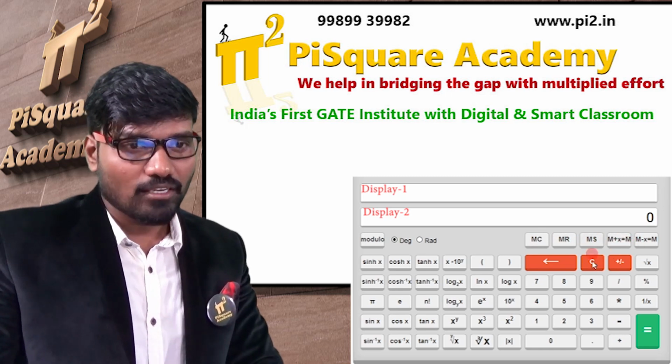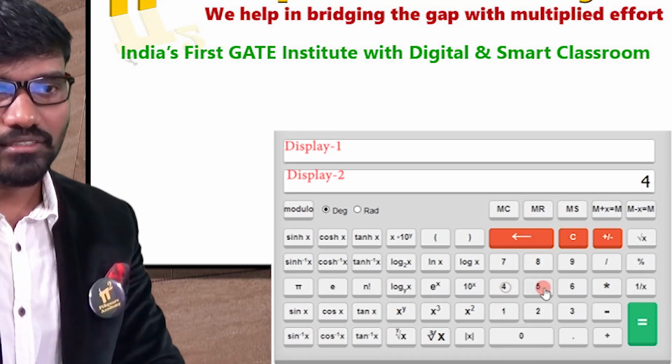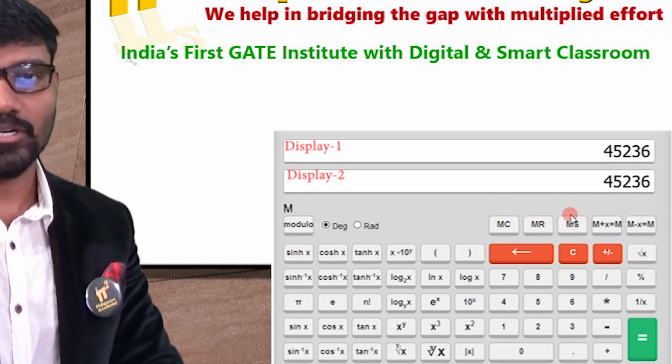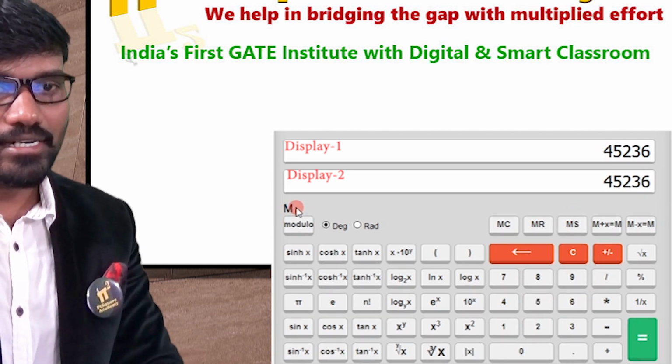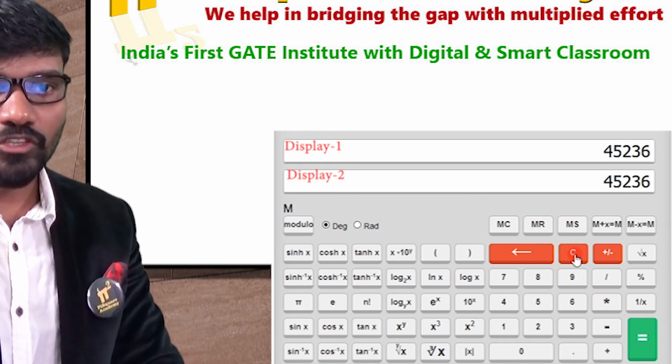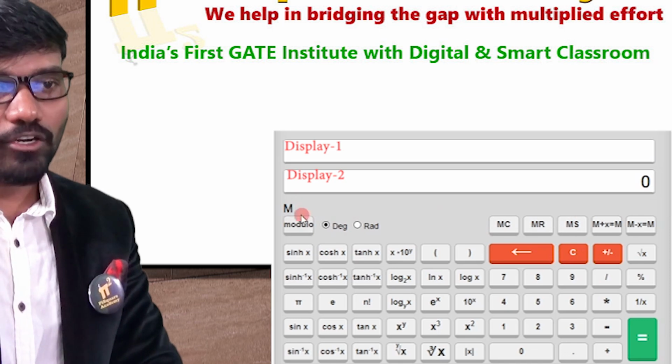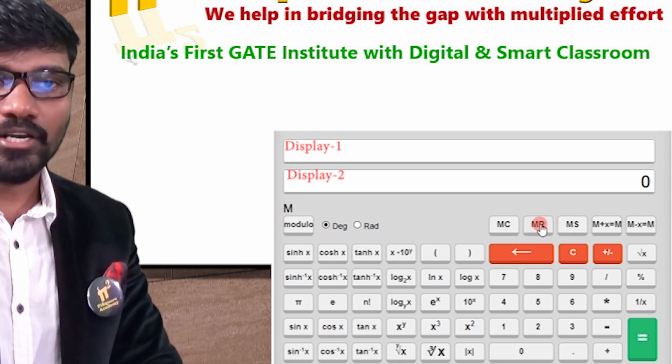I'll explain these two. Suppose I want to store some result. Suppose the result is something like this. I want to store this. Simply hit this memory store. This M indicates there is something in the memory. Even if I clear the display, that memory value will still be there. So if I want to recall what is there in the memory, hit this memory recall.